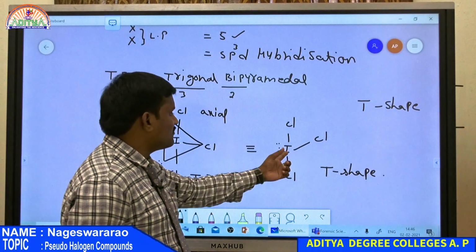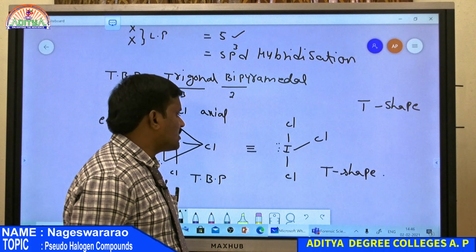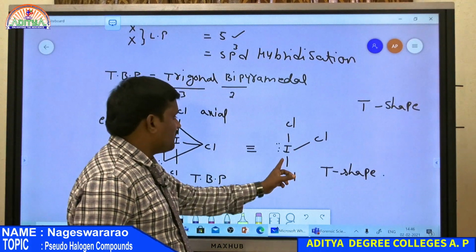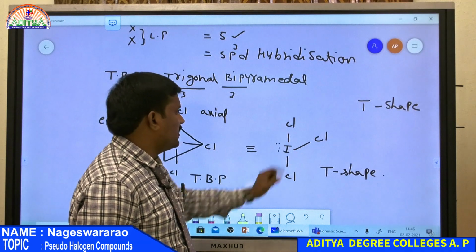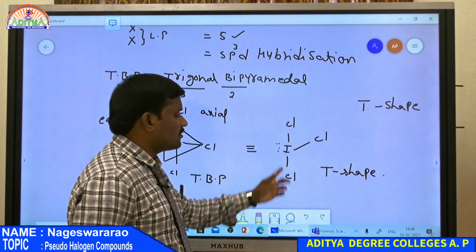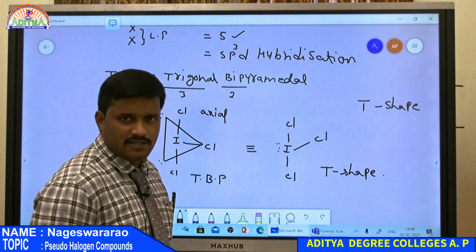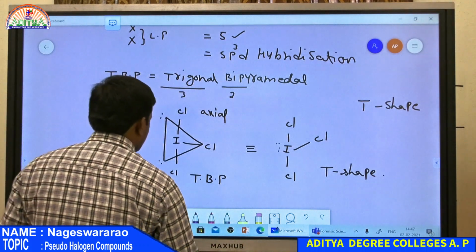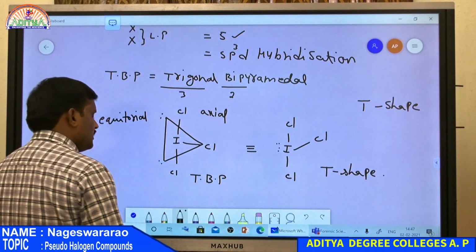So here the central atom has two lone pairs of electrons and 3 sigma bonds. Due to the presence of 5 total sigma bonds and lone pairs, iodine undergoes sp3d hybridization. So the hybridization is sp3d and the geometry is trigonal bipyramidal.